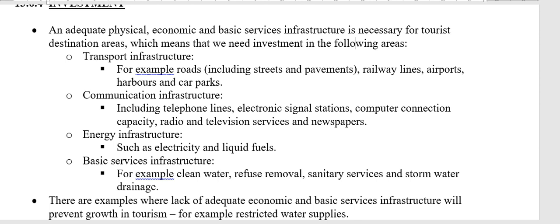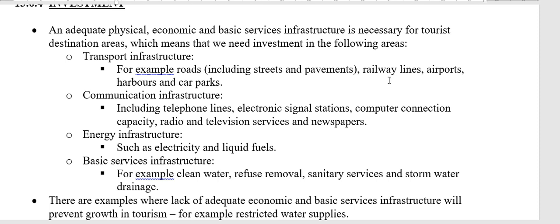All right, which means that we need to do investment in transport infrastructure, communications infrastructure, energy, electricity, and basic services. So in terms of transport infrastructure, that will include roads, which includes your national roads, but it also includes little streets, local streets in Krugersdorp, for example, pavements for people to walk on, railway lines, airports, harbours, car parks. All of those are part of transport infrastructure.